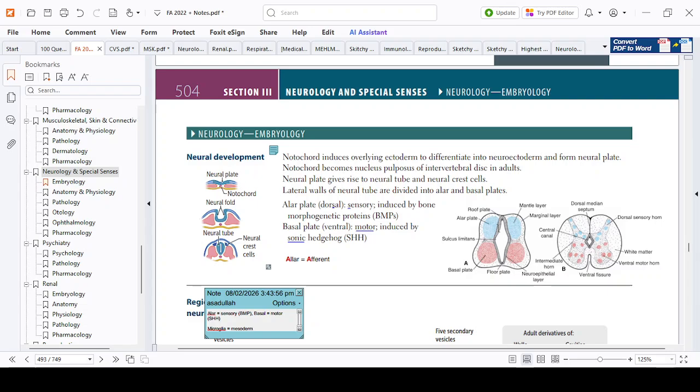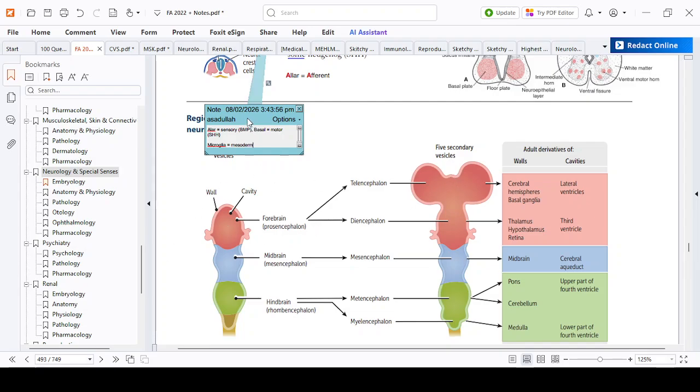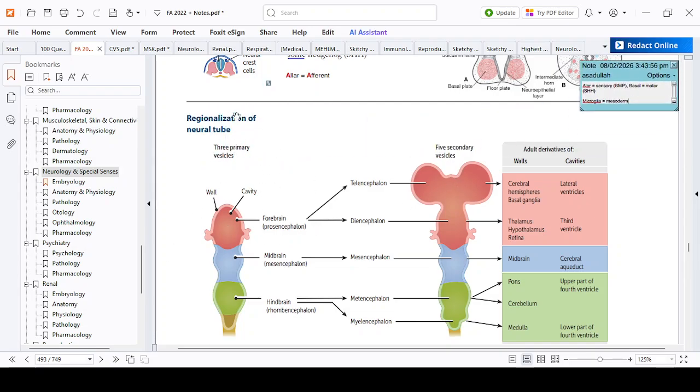So we have this motor and sensory spinal cord. The dorsal spinal cord is for proprioception and vibration, so it's purely sensory in nature. So dorsal is sensory on this one and this one. This is the alar plate, and the ventral one is the basal plate. So dorsal and ventral, alar and basal plate. If you look at this structure, this is the regionalization of the neural tube.